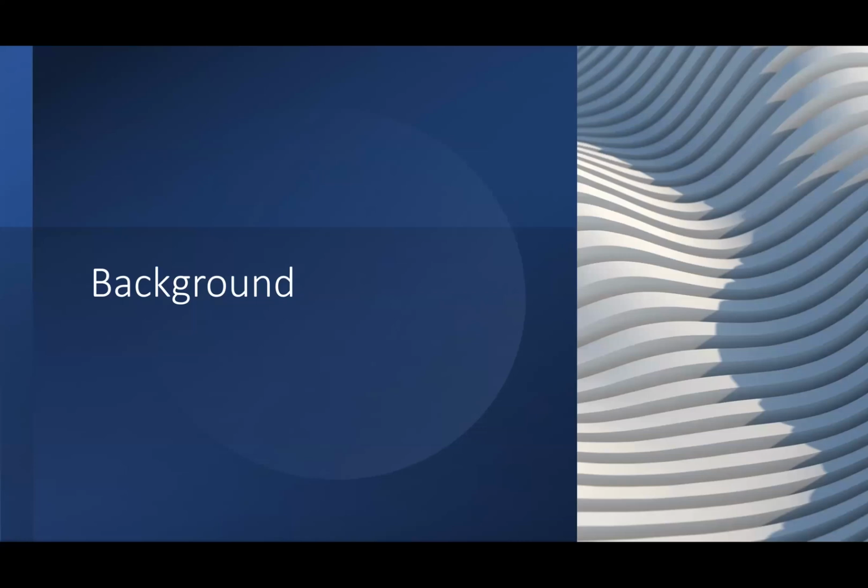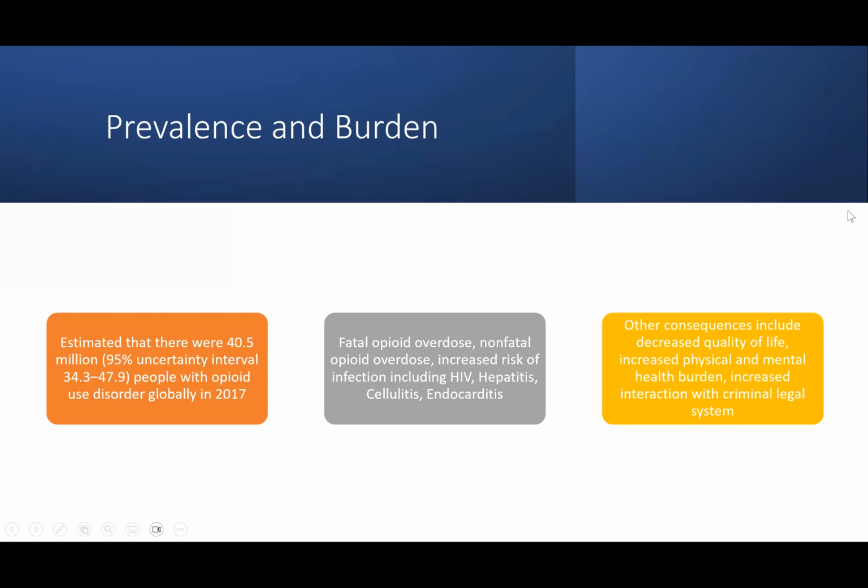To start, a bit of background on opiate use disorder. As we all know, there's a pretty significant burden and high prevalence of opiate use disorder. In 2017, it was estimated that there were about 40 million people globally who were diagnosed with opioid use disorder, and of course, that data is a few years old. There's a significant health burden: fatal opioid overdose, non-fatal opioid overdose leading to hospitalization and other illness, and an increased risk of infectious diseases, including HIV, hepatitis, cellulitis, endocarditis, and especially recently, widespread fentanyl use that's only contributing to that.